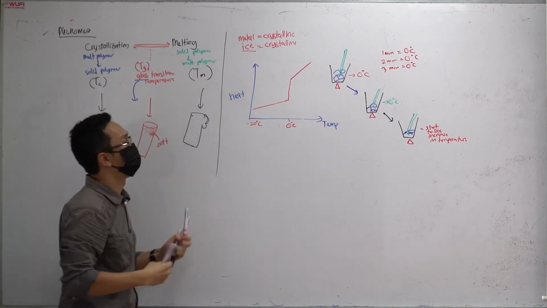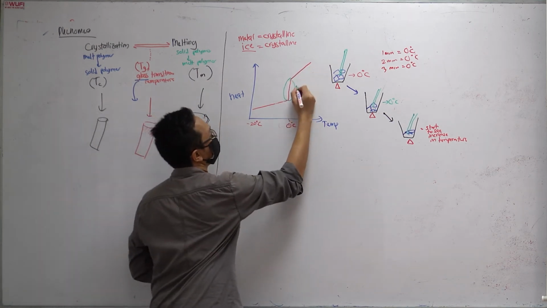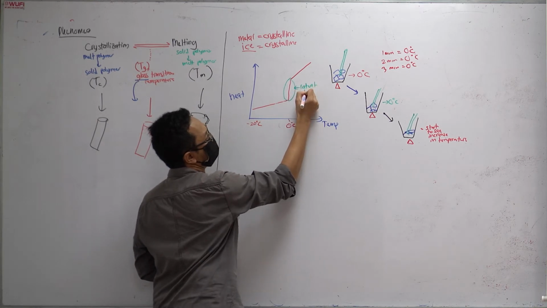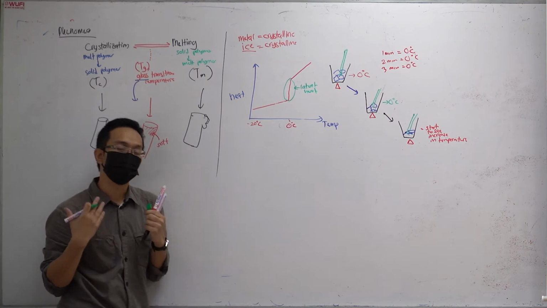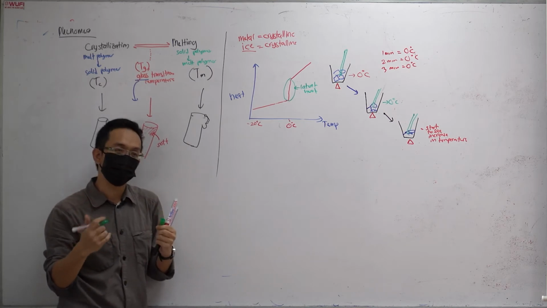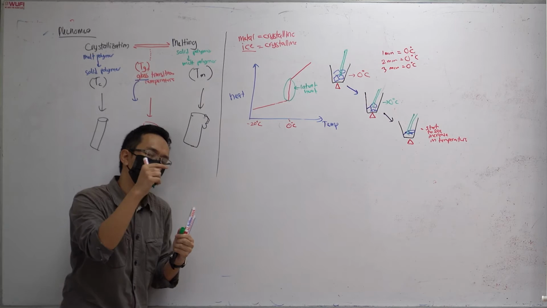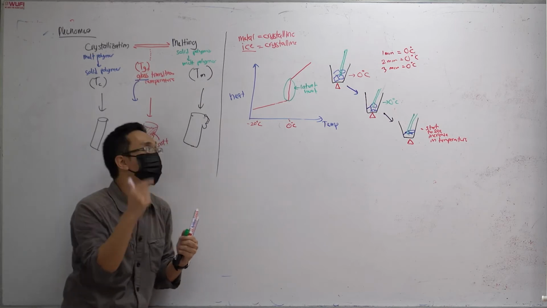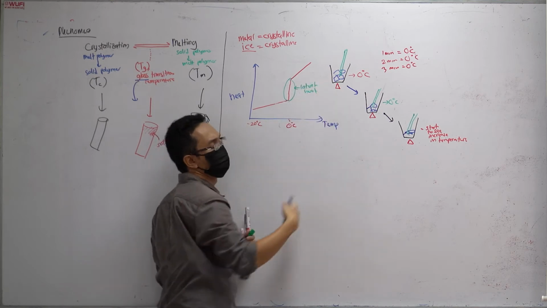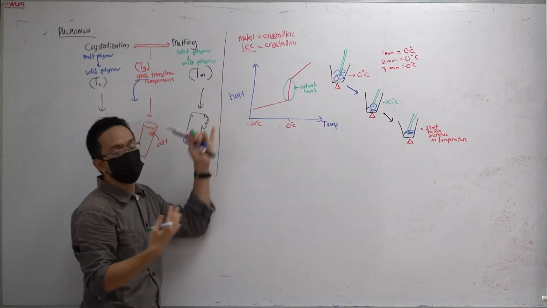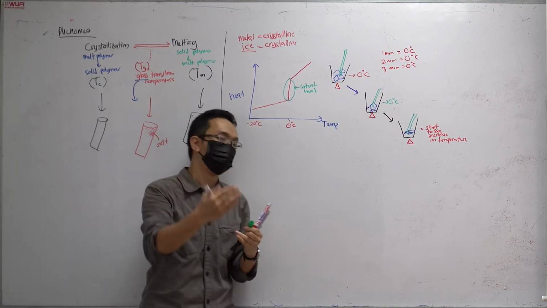So this part, what do we call it? We call it latent heat. The word latent means hidden. It's hidden because all the energy is used in the melting process, not to increase the temperature. But once the thing has melted, then only the energy in the heat is used to raise the temperature.